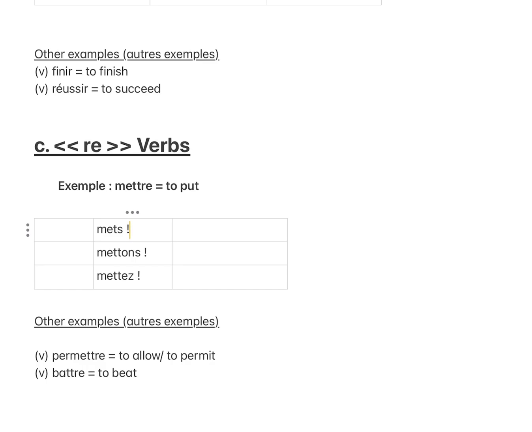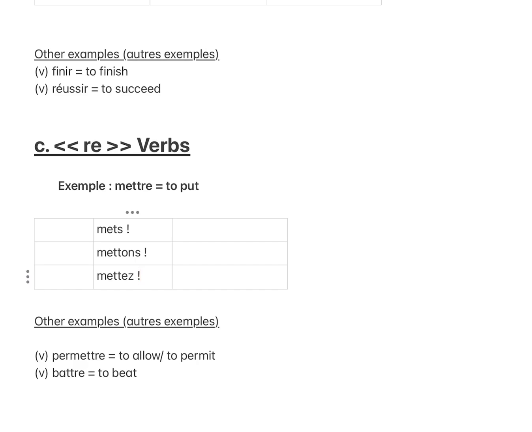Mets, which means put when addressing informally. Mettons, which means let us put. And mettez, which also means put, but it is used when addressing formally or to a group of people.